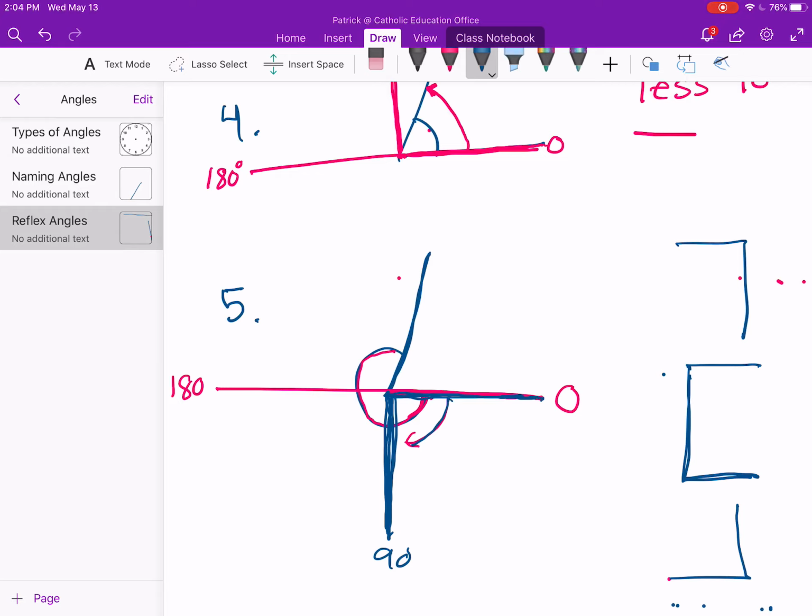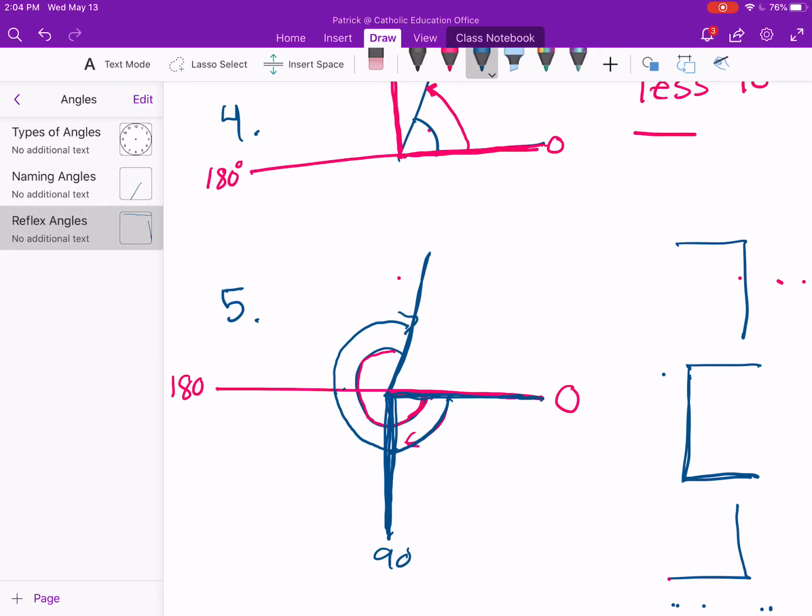It started here at 0, came down to 90. It's just turning a different direction. But it kept turning, turning, turning, went to 180, kept going. Went past 180 and ended up to there.